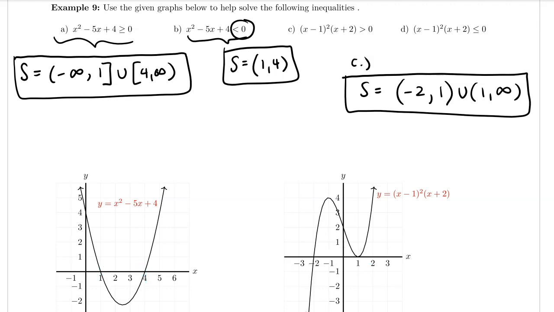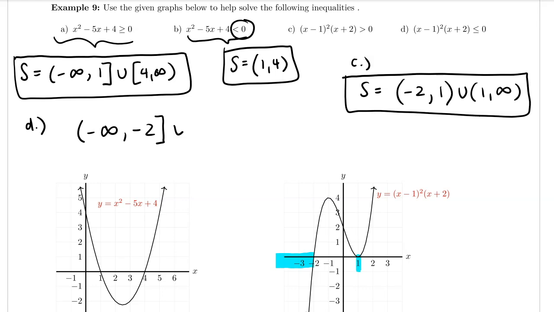Now, for part D, I want to know where is my graph below the x-axis or touching the x-axis. So it's below the x-axis everywhere before -2, and then I have to account for this one location at x equals +1 where it's also touching the x-axis. So how do we denote a set like that? Well, for the first part, my first interval is -infinity, comma, -2, and then I'm going to put a bracket here.